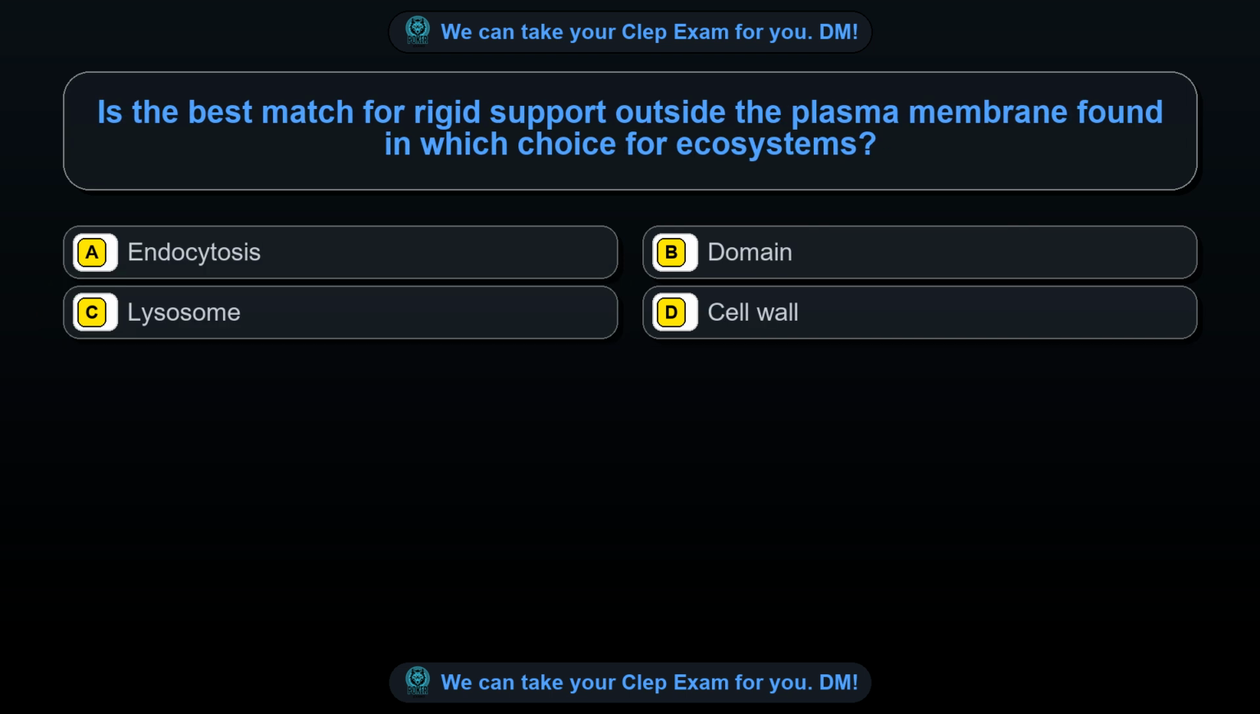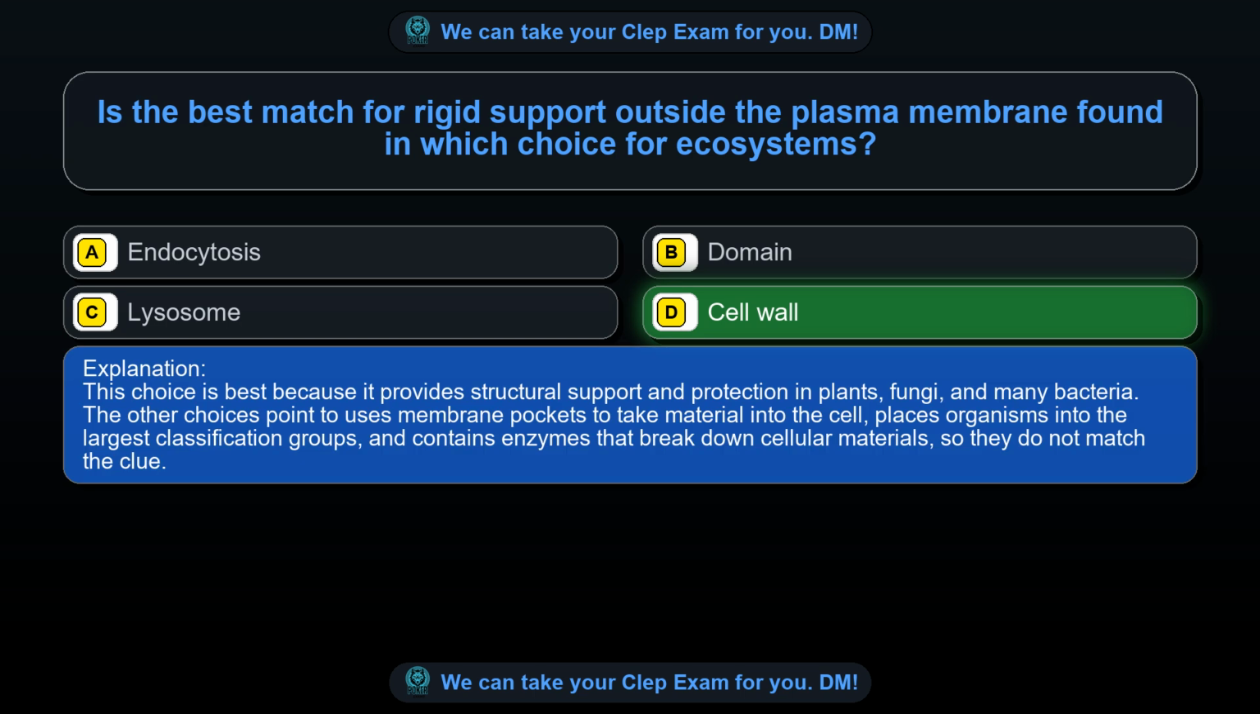Question 4. Is the best match for rigid support outside the plasma membrane found in which choice for ecosystems? Option A, endocytosis. Option B, domain. Option C, lysosome. Option D, cell wall. The correct answer is option D, cell wall.